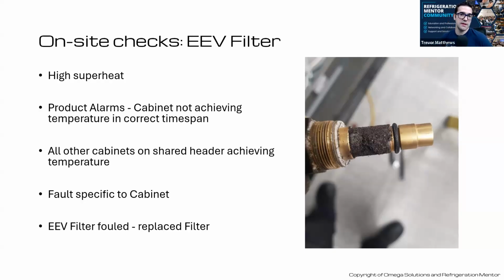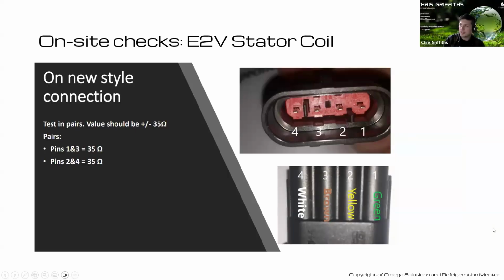Okay, so let's get on with some more troubleshooting, Chris. John, I'll let you tackle this one on checking ETV stator coils. So if you're in a quandary between whether it's the valve that's failed or the stator coil that drives the valve, you can actually measure the resistance between the pins to check that. You should be seeing about 35 ohms between pins 1 and 3, and pins 2 and 4. It helps you diagnose that fault.